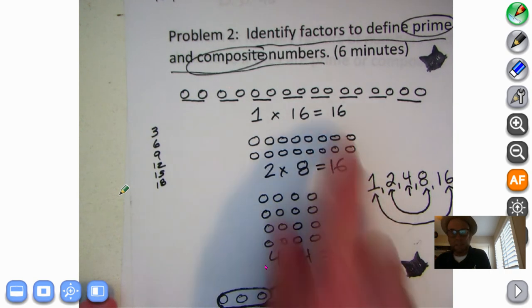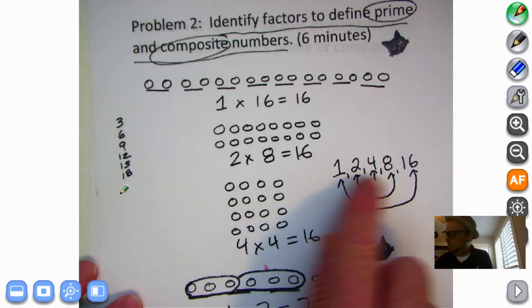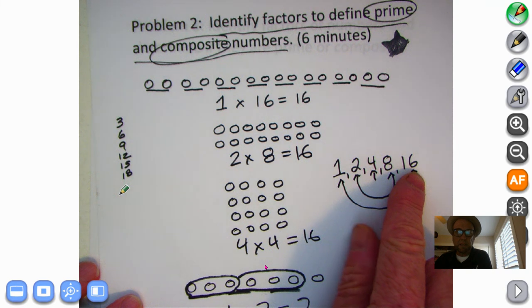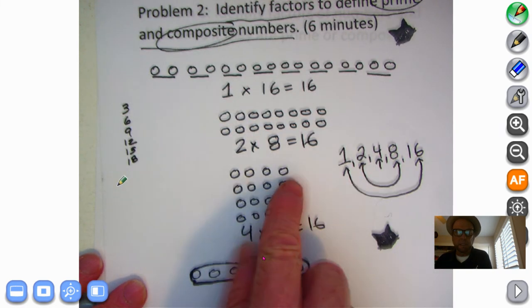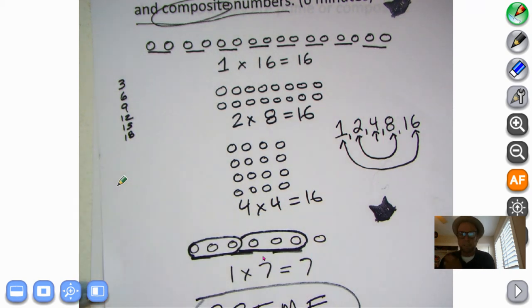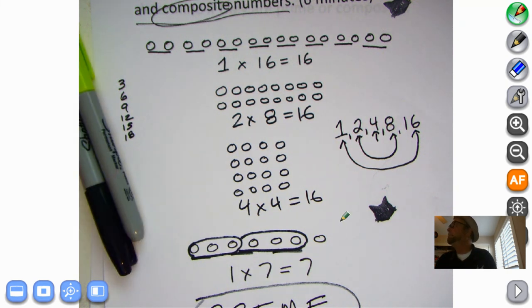On the flip side, take a look at a number like 16. We have 1, 2, 3, 4, 5 factors. We can do these combinations: 1 times 16 equals 16, 2 times 8 equals 16, and 4 times 4 equals 16. I know this gets a little confusing, but keep practicing and we'll be able to identify composite and prime numbers. Just you wait and see.